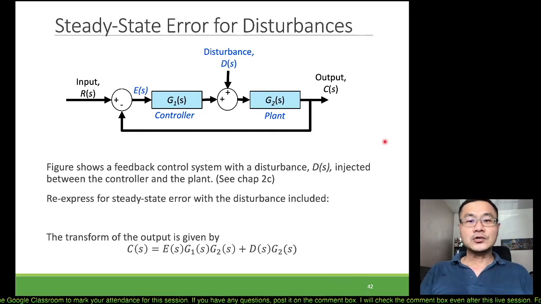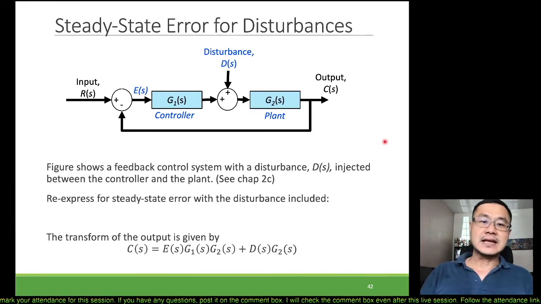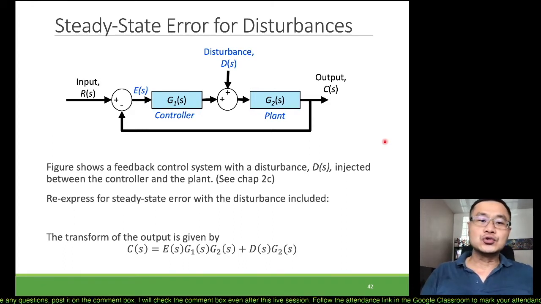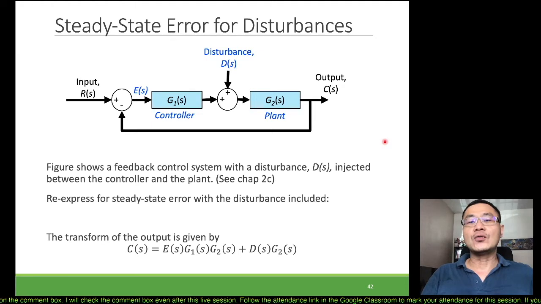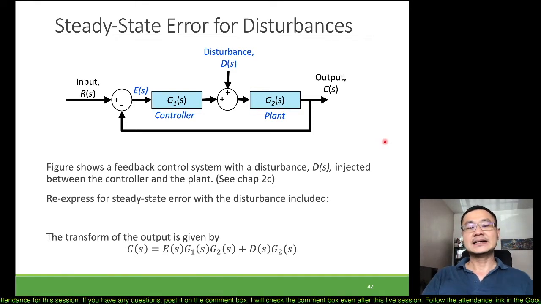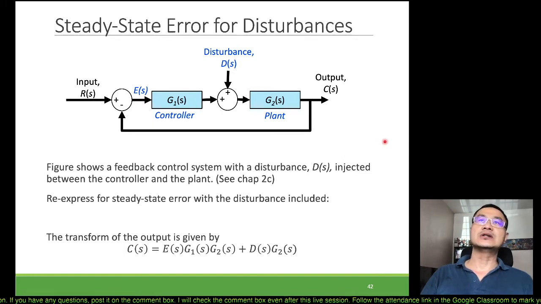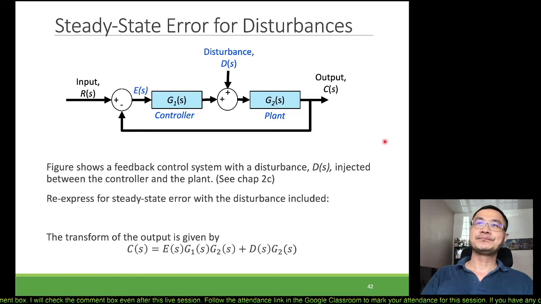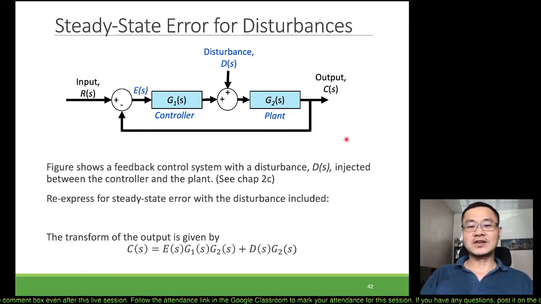Okay, so after going through the steady state for a unity feedback system, now we will go through the steady state error for when our system is subjected to disturbance. So this disturbance type of signal, being injected between the controller and the plant, is very similar to what you have gone through previously in chapter 2C on the simplification of block diagram.